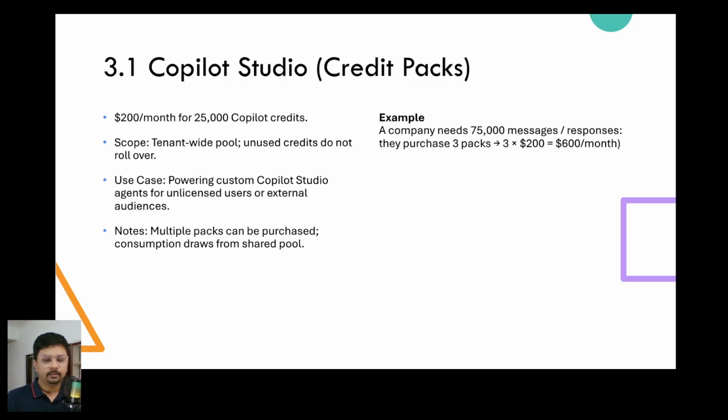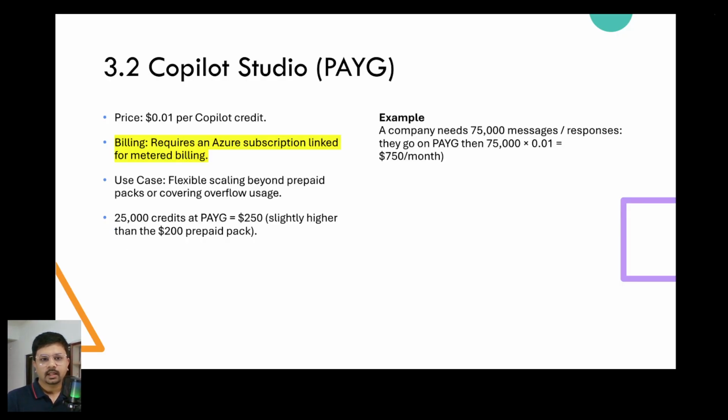If you exceed beyond that capacity, you have to purchase another pack, or the recommendation is to set up a pay as you go model. This is an example I have included: a company needs 75,000 messages, and 75,000 is three times more than 25,000. So 200 into 3 will be $600 per month.